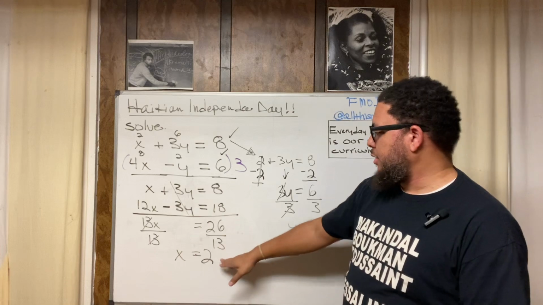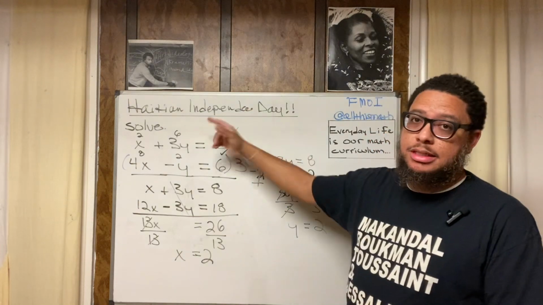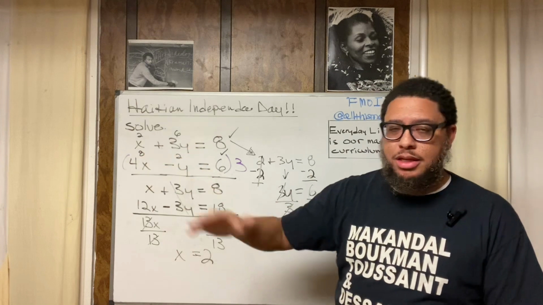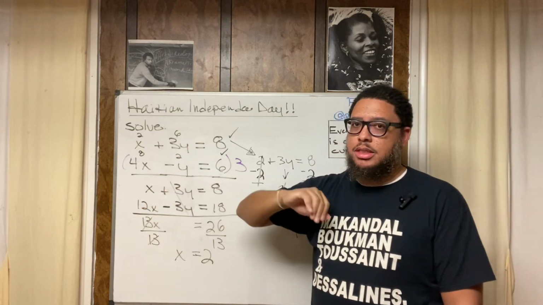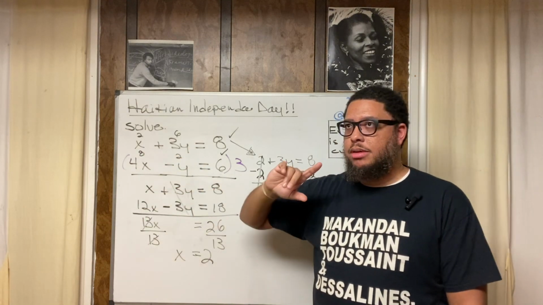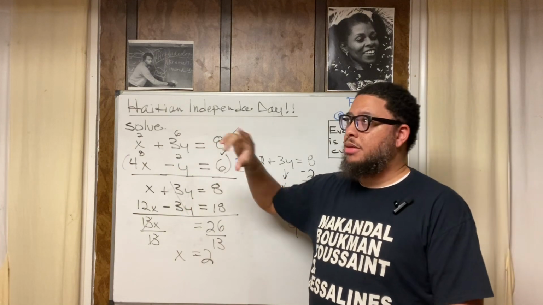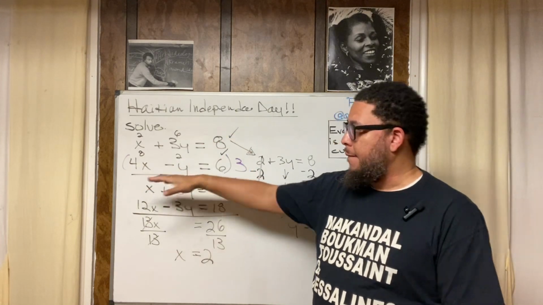All right. So we got x equals 2, y equals 2. This is how you solve a system of equations using the elimination method. The elimination method. This is not the substitution method. This is not the graphing method. This is not using matrices through Cramer's rule or whatever. This is the elimination method. Some textbooks call it the addition method. All right. So that's that.